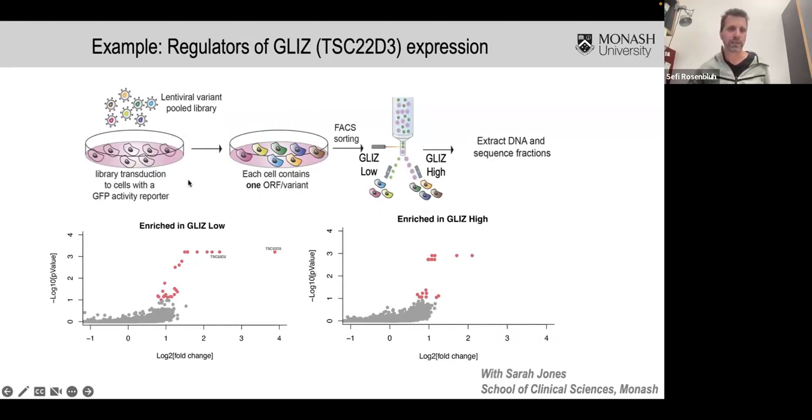A third example that I will show is a screen that we did together with Sarah Jones's lab from the School of Clinical Science. Sarah's lab is interested in anti-inflammatory signaling, and that's why they were interested in finding genes that regulate the transcription of the transcription factor GLITz, or TSC22D3, which is important for anti-inflammatory signals. In their screen, we again put in our lentiviral library. Each cell has one guide RNA, but here instead of looking at proliferation, we use FACS sorting with a GLITz antibody, so we could sort cells that have low or high levels of this protein.